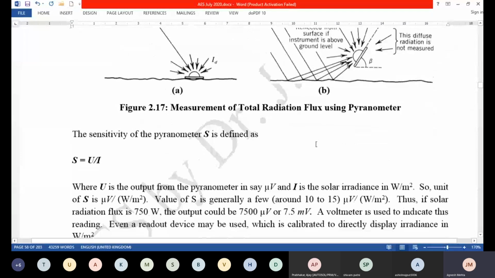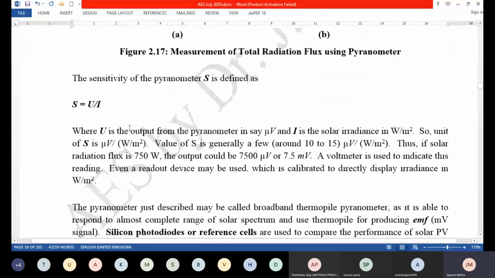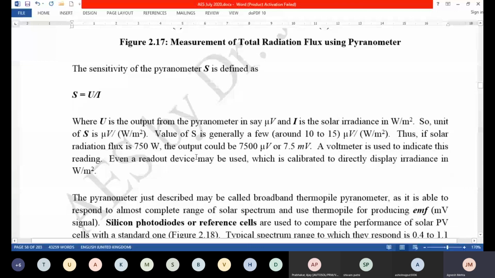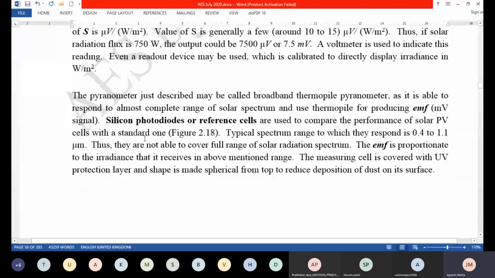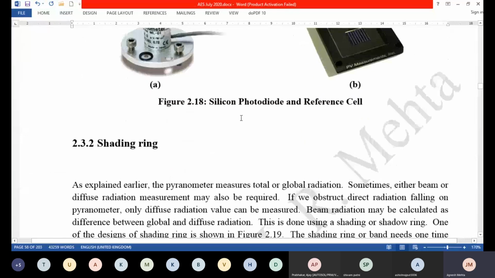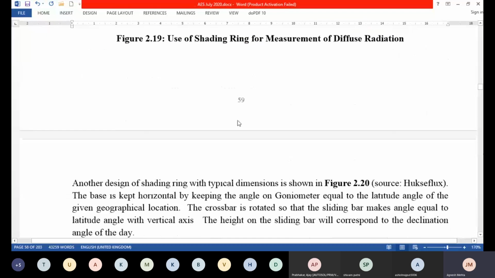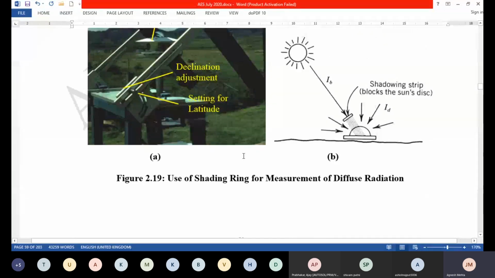We'll discuss that in the next class, and then we will also talk about the sensitivity of the pyranometer, which is generally mentioned when you buy a pyranometer, in the catalog or manual. And then some other comparatively economical instruments like silicon photodiodes and reference cells, and then the shading ring and pyrheliometer, etc. will also be discussed in the coming lecture.